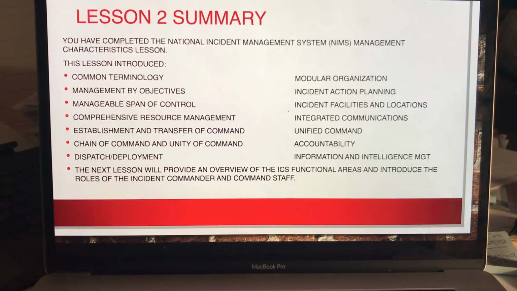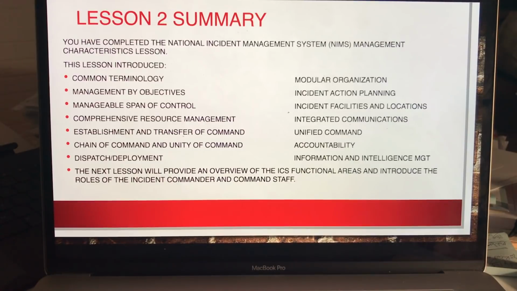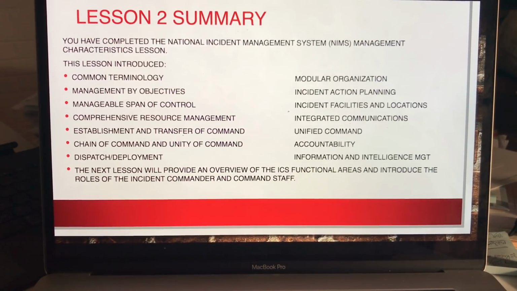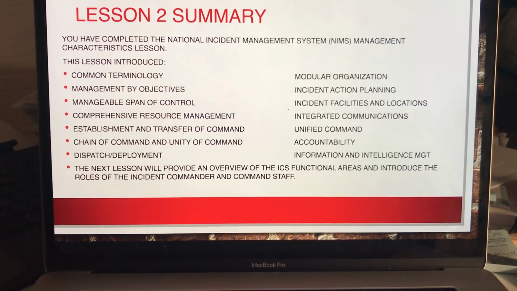The next lesson will provide an overview of the ICS functional areas and introduce the roles of the incident commander and the command staff.